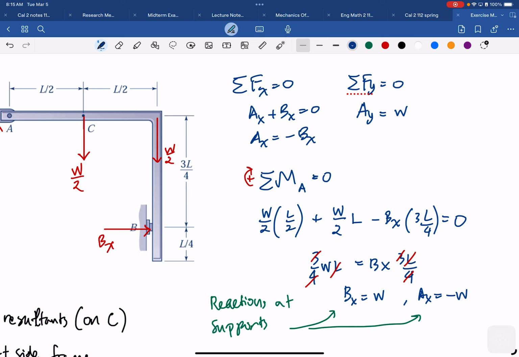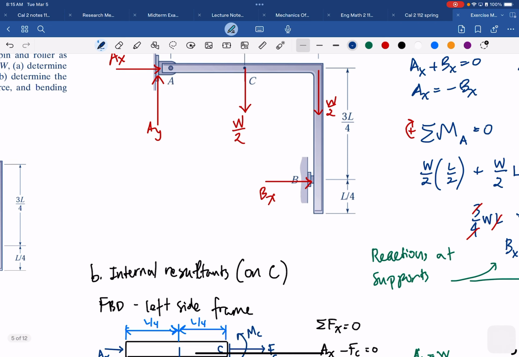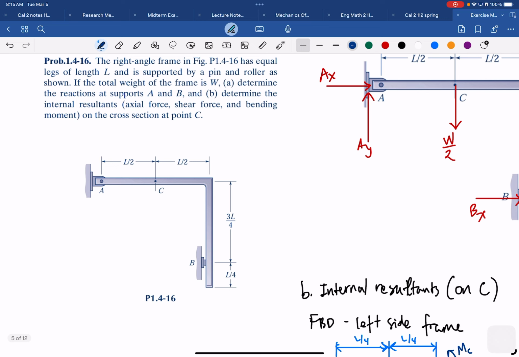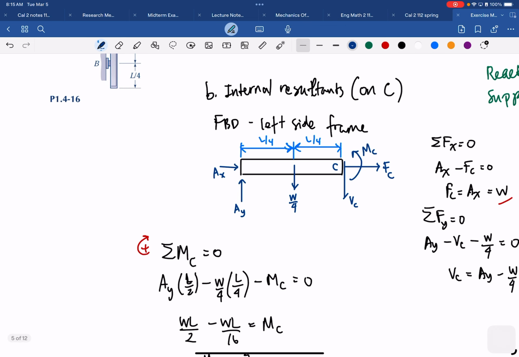For example, this question is asking for the support reactions, which is this. The second question is about the internal resultants, so it's asking for the internal reactions on C. So this is C, we cut it open, and then we draw a new free body diagram, which is this.